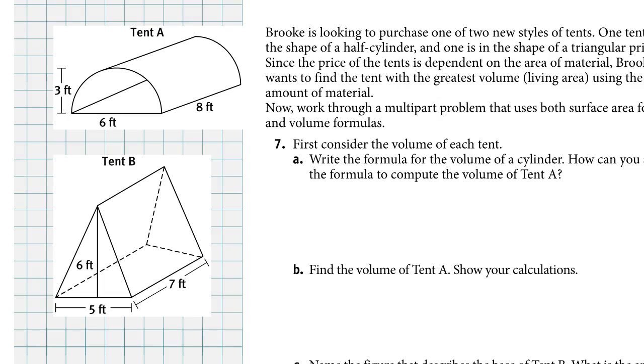and tent B. Let's say we wanted to find the amount of space inside tent A. Do you notice that tent A is half of a cylinder? So even though we don't have a formula to find the volume of half of a cylinder, we can create a formula. So the volume for tent A is half of the volume formula for a cylinder.